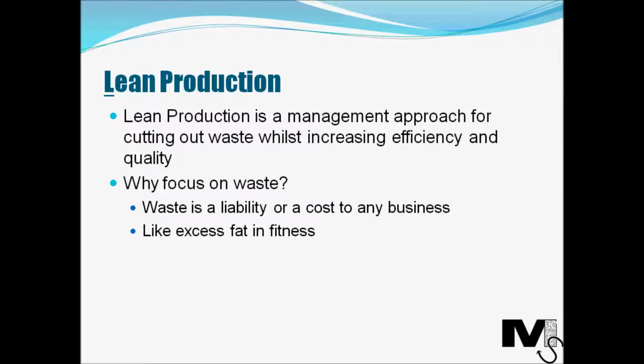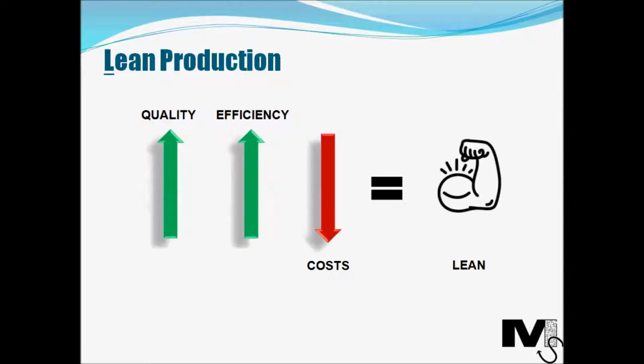And why is there such a focus on waste, you ask? Because waste is a liability, or basically a cost to the business. Just as we looked at the example in the fitness industry, excess fat would be a liability for supermodels. So if we look at a graphic to represent lean production, it simply is an increase in quality and efficiency with costs going down. So it is a very simple concept, very easy to understand. It's all about implementation when it comes to making a lean methodology a success.